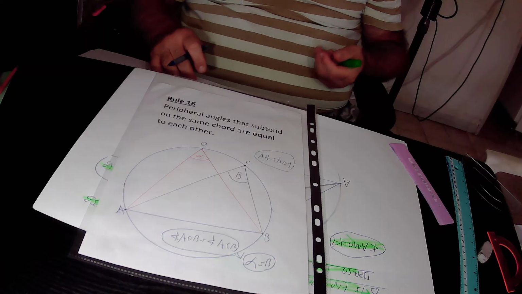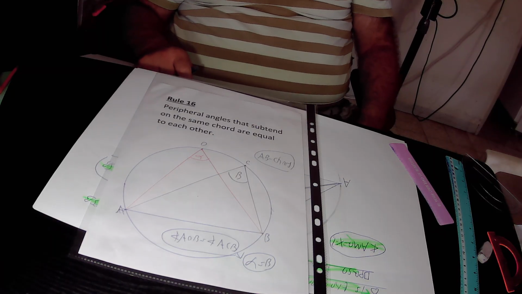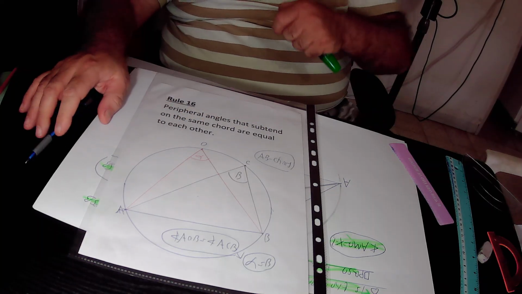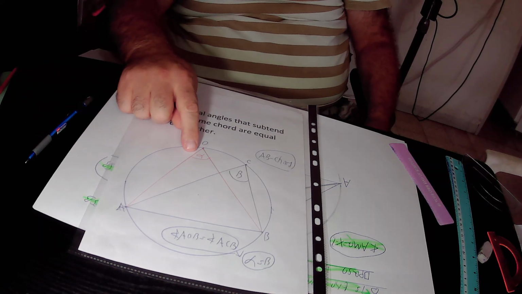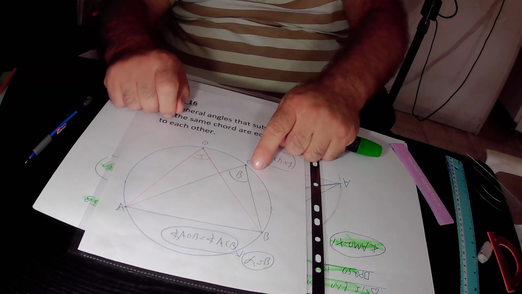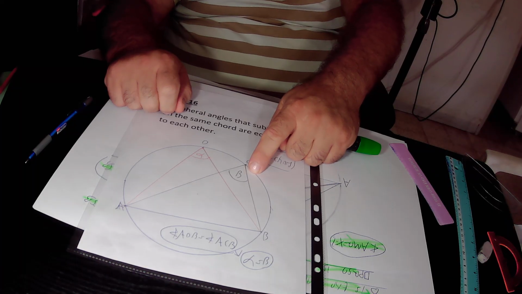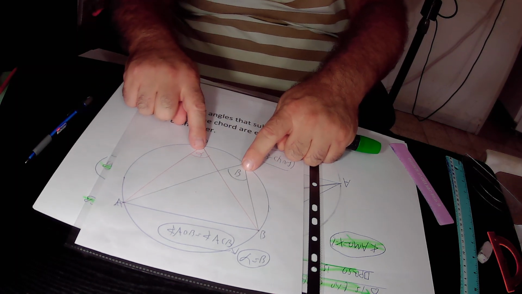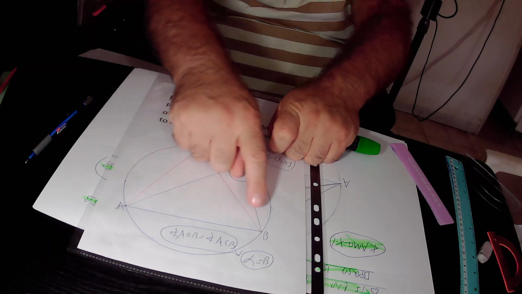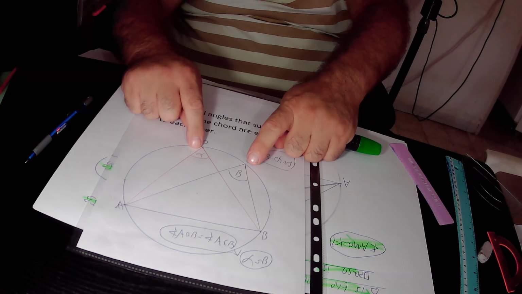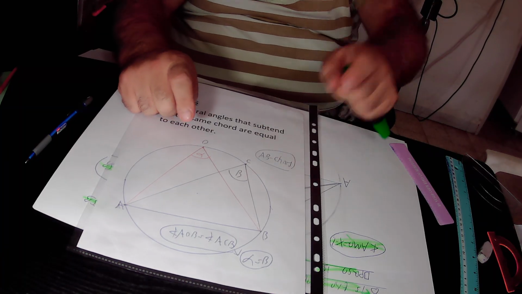According to rule 16, peripheral angles that subtend on the same chord are equal to each other. In the drawing, we have a circle. This is peripheral angle AOB that subtends on chord AB. Likewise, we have the other peripheral angle ACB, equal to beta degrees, which also subtends on the same chord AB. Because those two peripheral angles both subtend on the same chord AB, they must be equal to each other, that is to say, alpha equals beta.